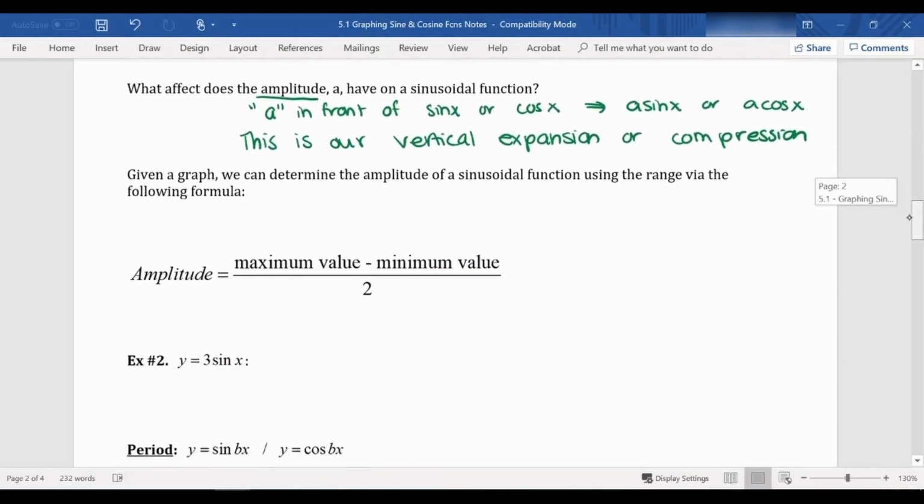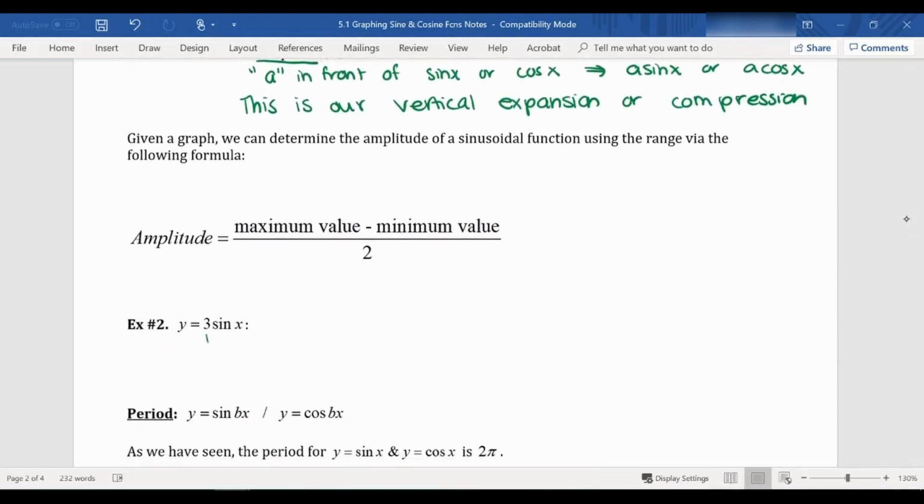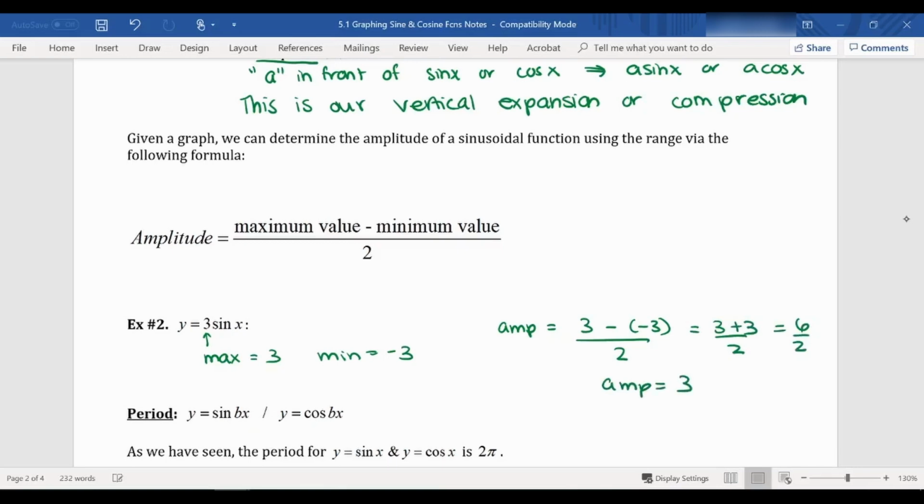Okay? So for example, if I have 3 sine x, this means that my maximum is going to be 3. Normally it's 1. If I multiply by 3, I get a max of 3. And normally my minimum is -1. If I multiply by 3, I'm going to get -3. So if I wanted to find my amplitude, I would do my maximum minus my minimum over 2, which would give us 3 plus 3 over 2, or 6 over 2. So my amplitude is 3. So I don't really need this formula. I could have just looked and seen that there was a 3 in front and said, okay, my amplitude is 3.